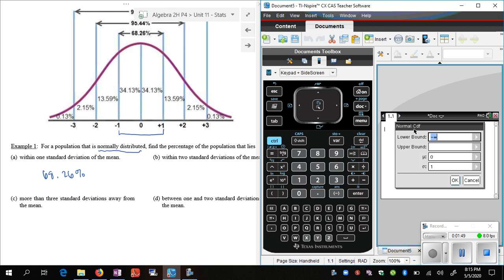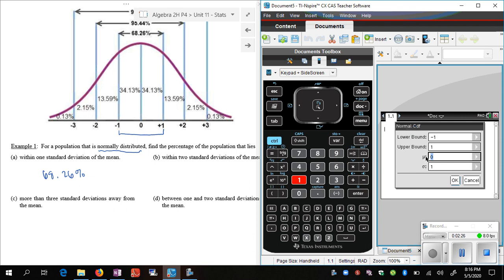Our lower bound on your calculators will most likely be set to negative 10e to the 999, which is negative 10 with 999 zeros. That's the default, most likely because we're going to be talking about percentiles with this. But in this case, we are calculating from -1 to +1. You can see that, again, highlighted here on my bell curve. So I'm going to put -1 as the lower bound, +1 as the upper bound.